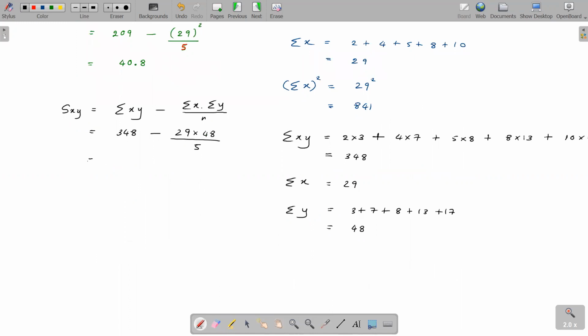Okay, so what's the Sxy answer? Once again, I would prefer you try to get the exact answer. If it comes as a recurring decimal, try to get it as a fraction, or else make sure you have the full value saved in the calculator. So 69.6, is that correct?